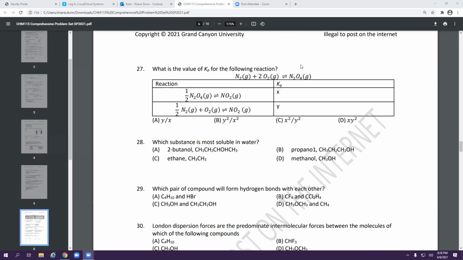Okay. I kind of skipped 27. I didn't write all the answers down because it was very annoying. But what you have to do is manipulate the reactions to get these guys up here.